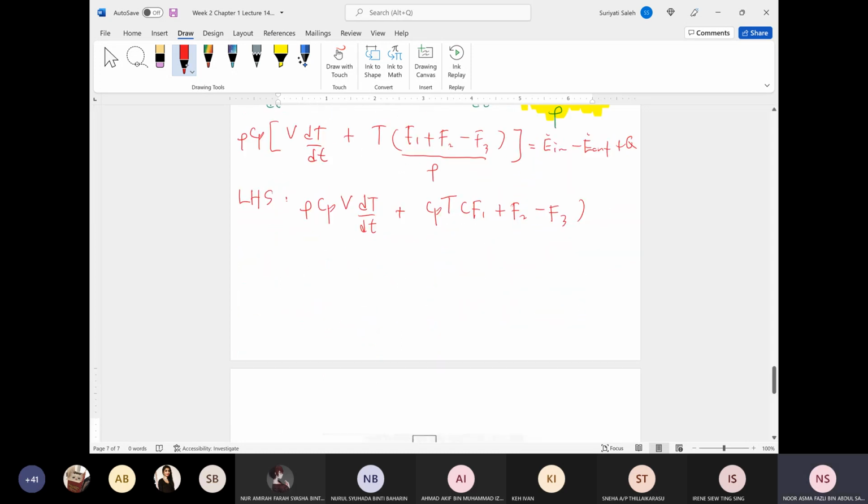So this equation can be further expanded: rho Cp V dT/dt plus Cp T F1 plus Cp T F2 minus Cp T F3. So this is the complete version of the expansion of the term in the left-hand side of the equation. Okay so far?